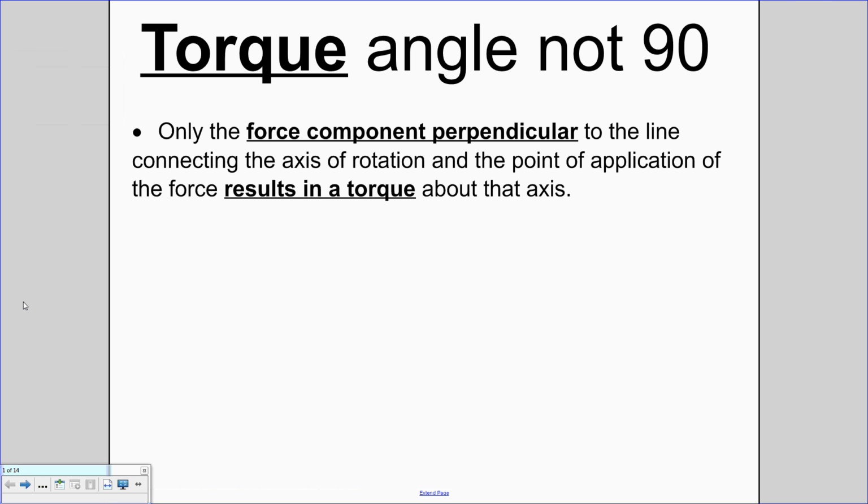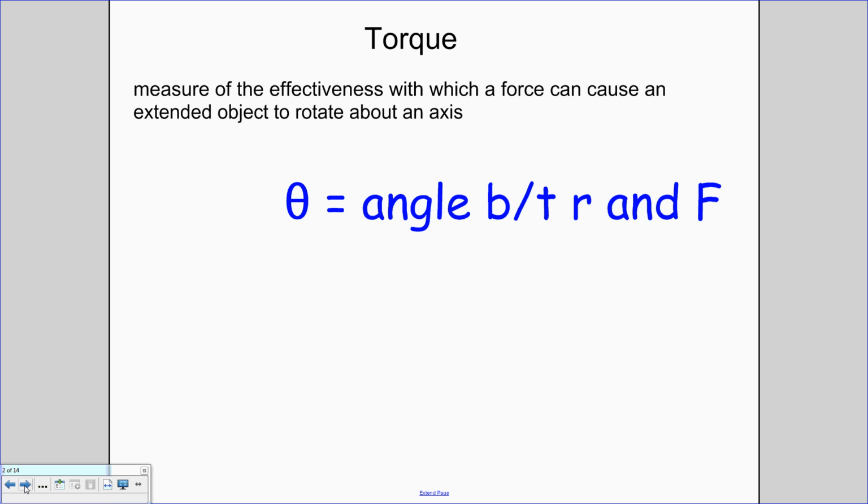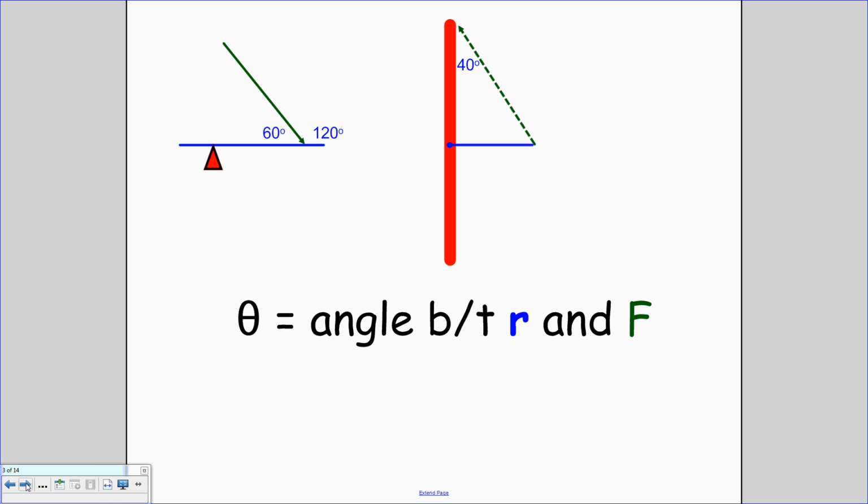In this video we're going to look at torque when the angle isn't 90 degrees. Now we have our full torque equation. Torque is equal to FR sine theta. Theta is the angle between R and F. Now let's look at some examples so we can visualize and get it in our head.